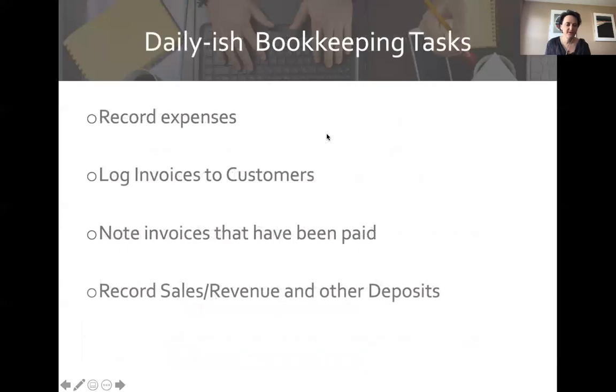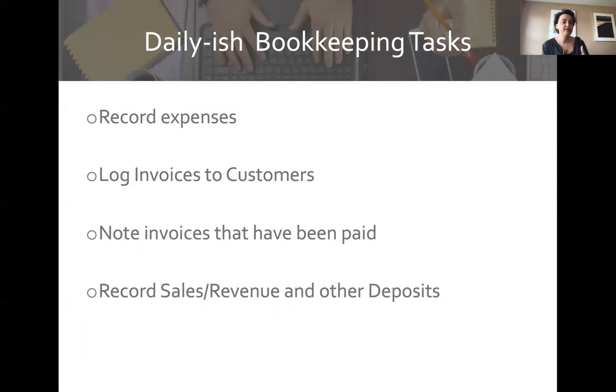So things that you want to do on a regular basis, and I say daily-ish, it really depends on the size and scope of your business. If, in February, you don't have a lot going on, once a week is probably enough. In July and August, when you're kicking booty, you're going to want to do things more often. And it's hard to imagine when you're super duper busy in July and August that you're going to have time to do your bookkeeping.